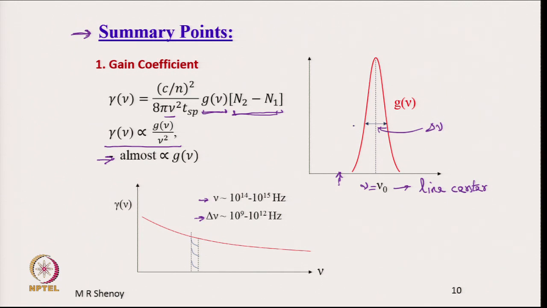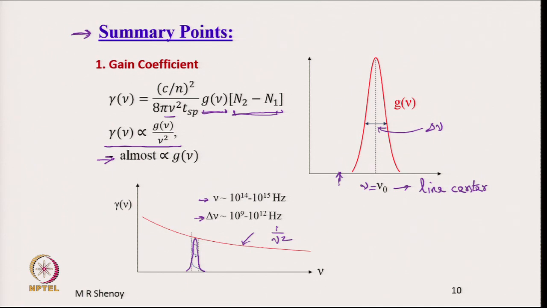So, the bandwidth, that is the frequency range over which G nu is finite, is very small, 10 to the power of 9 to 10 to the power of 12, compared to this, at least 1/100th smaller. Which means if you plot nu square and G nu as a function like this, then over the range where G nu is finite, this is 1 by nu square, a 1 by x square type of variation, and here is the G nu variation.